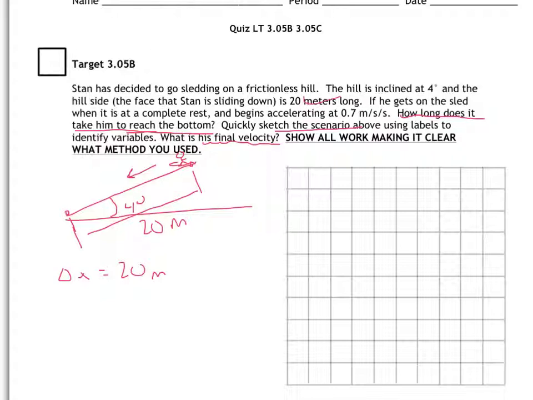The 4 degrees is already labeled. That's not really going to help us too much, I don't think. He gets on the sled at rest, which means his initial velocity when he starts is 0 meters per second. And then we say he's accelerating at 0.7 meters per second, so his acceleration is 0.7 meters per second squared. Alright, good. I'm going to choose to do a mathematical solution here.